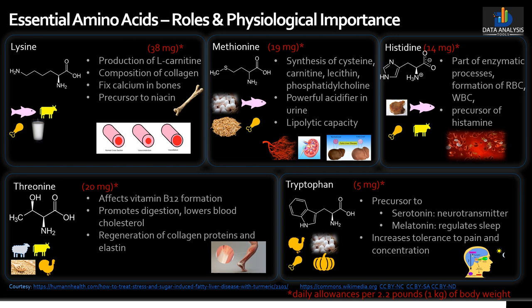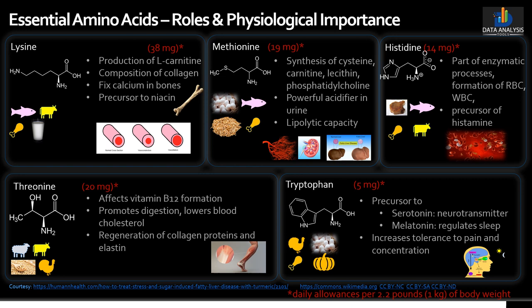Furthermore, lysine contributes to fat metabolism as well. It is also helpful for the production of L-carnitine. It's a composition of collagen and fixes calcium in our bones. Lysine deficiency can lead to anemia, impaired fatty acid metabolism, slow wound healing, lower muscle mass, and the production of defective connective tissues. However, high levels can also create problems such as neurological disturbances in our body. Daily allowance per 1 kg of body weight for lysine is 38 milligrams.